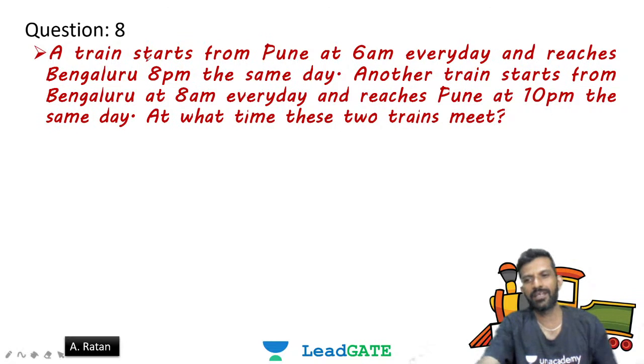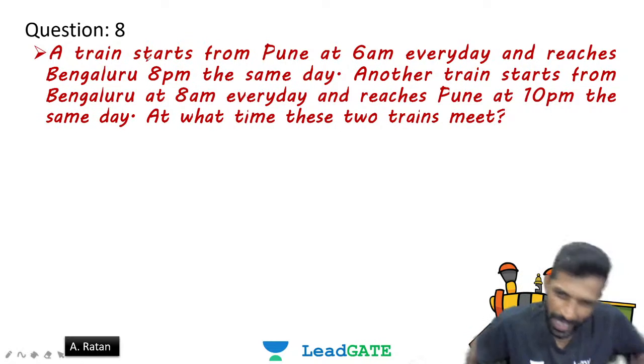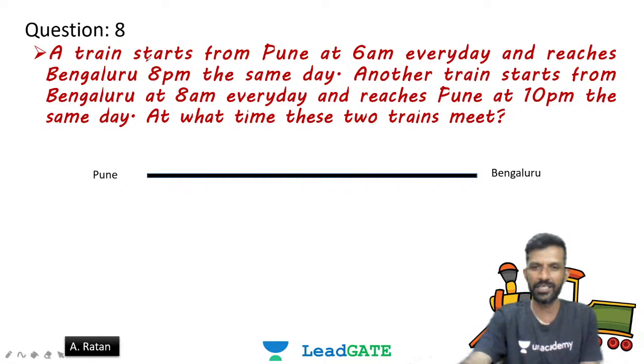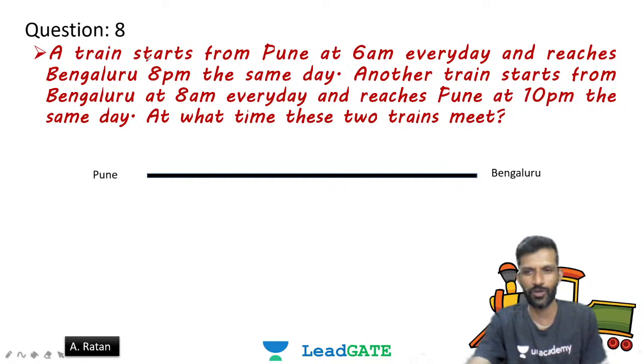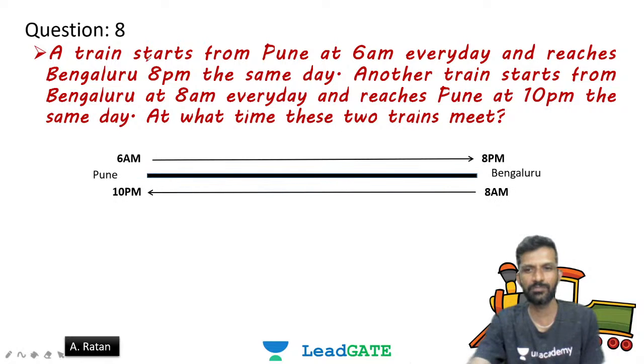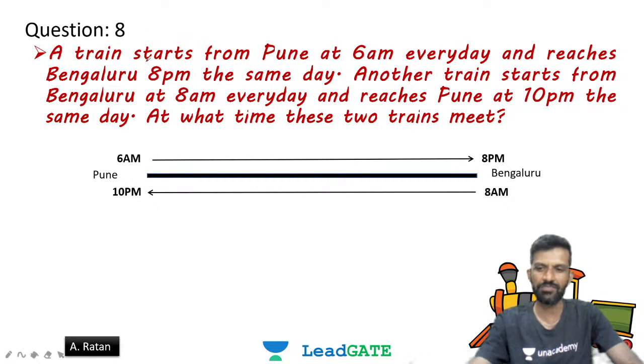My dear friend, let me tell you, here the speeds are not given. Very simple, let us understand. The distance from Pune to Bangalore is also not given. The train starting from Pune starts at 6 a.m. and reaches Bangalore at 8 p.m. The train starting from Bangalore starts at 8 a.m. and reaches Pune at 10 p.m. They are asking at what time these two trains will meet. Asutosh also says 2 p.m.